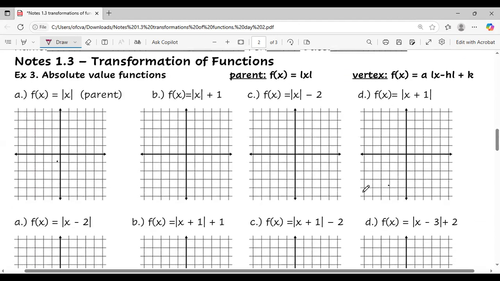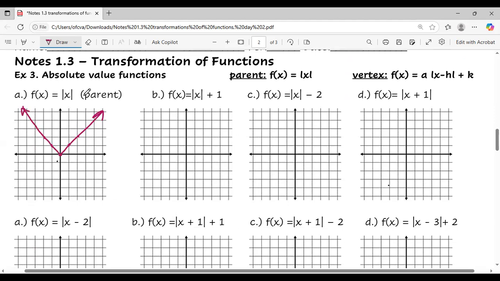So now we move on to absolute value functions. Remember the parent graph is f of x equals absolute value of x, and it is at 0, 0, 1, 1, -1, 1, and so on and so forth, right? It is symmetrical, and it has a vertex because of that reason, because it's symmetrical.